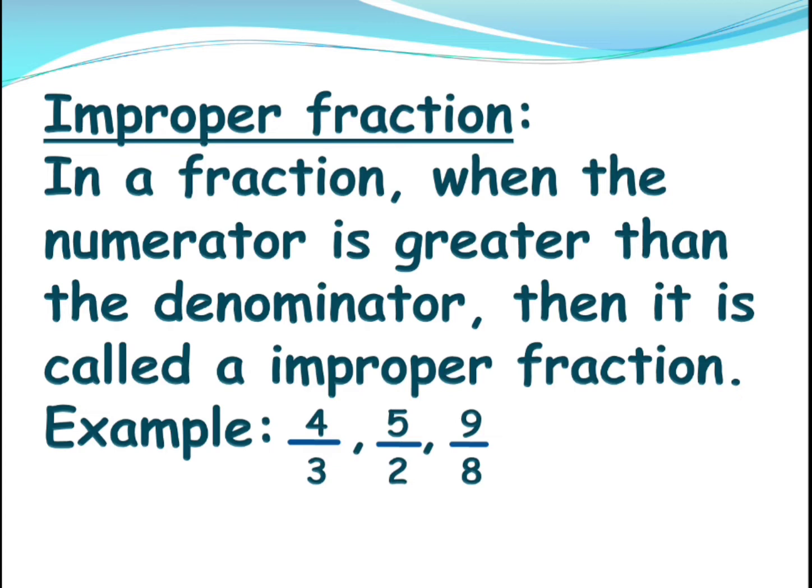Okay, 5 by 2. 2 is small, which is the denominator. 5 is a big number when compared to 2. 5 is in the numerator. So that is an improper fraction. Okay, 9 by 8. 8 is the denominator, which is less than the numerator, which is 9, isn't it? So in that way, when the numerator is a big number and the denominator is a smaller number, then that fraction is called an improper fraction. Okay, children. Next, you have mixed fraction.